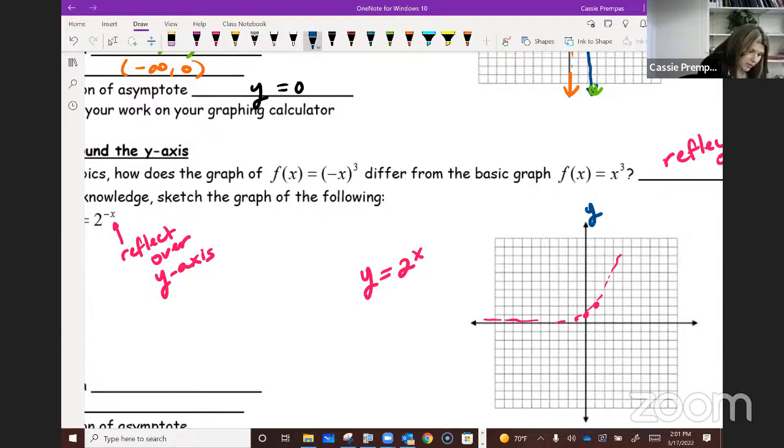1, 2 gets reflected to -1, 2. 0, 1 gets reflected to -0, 1. Oh, that's the same point. -1, 1/2 gets reflected to 1, 1/2. And notice all those x coordinates are what's being affected. And all those points which were approaching 0 to the left are now approaching 0 to the right. Here is my graph. I love it so much.